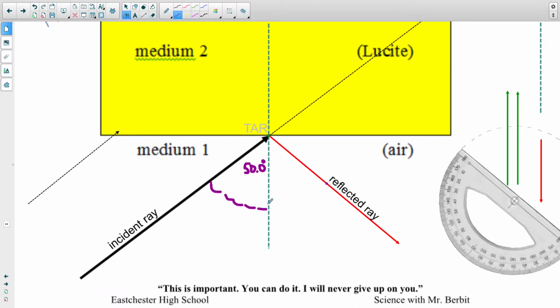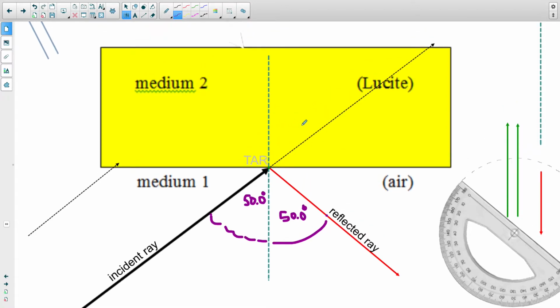By the way, just backtrack one step. We can mark our angle of reflection as 50.0 degrees. All right, so bigger issue. How do we figure out the angle? So we know the incident ray is going to be somewhere over here.